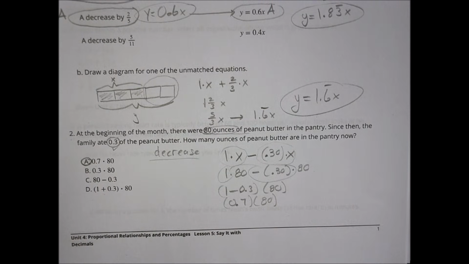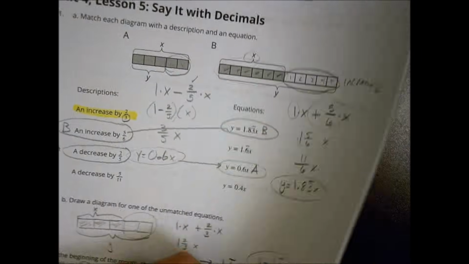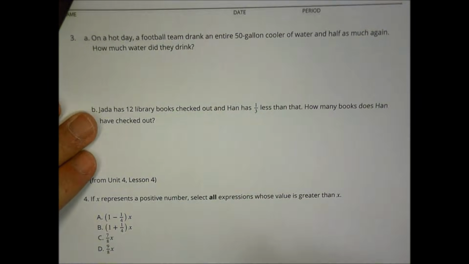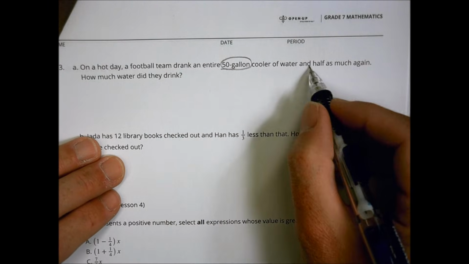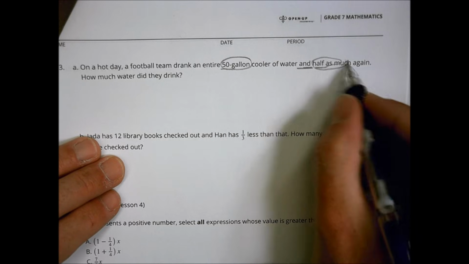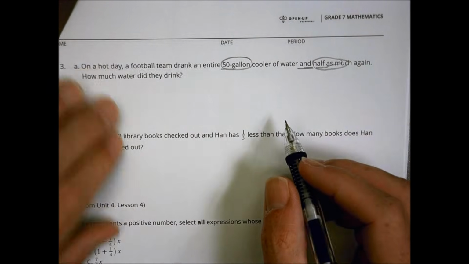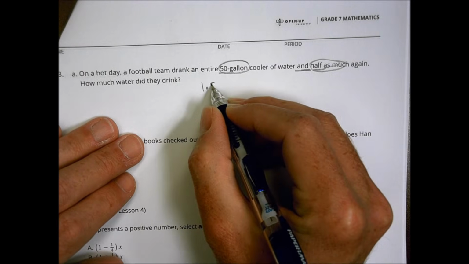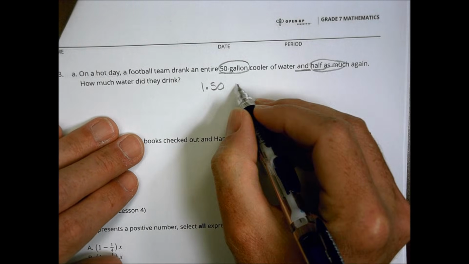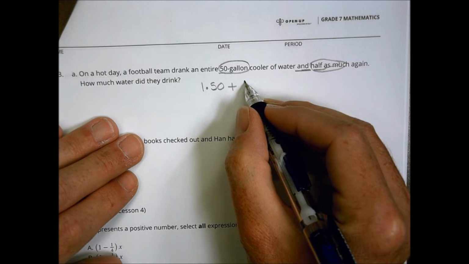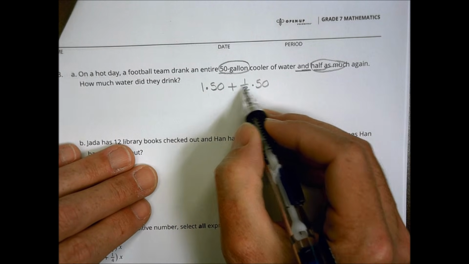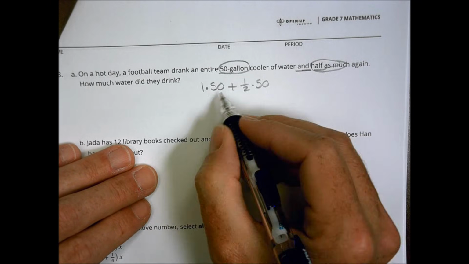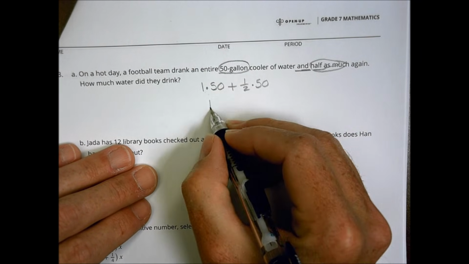All right, let's turn the page and look at number 3. On a hot day, a football team drank an entire 50-gallon cooler of water. Way to go. And half as much again. How much water did they drink? All right. So they drank 50 gallons, the whole thing, and half as much again. So they drank a whole thing and half of a whole thing. That's the idea. So we combine those together to do 1 and a half.